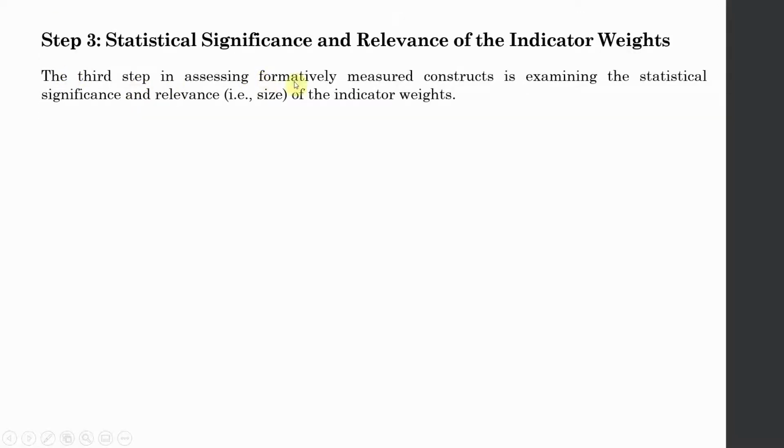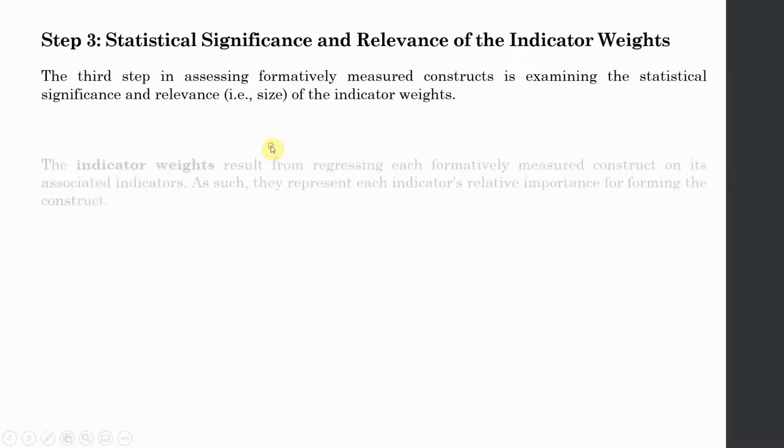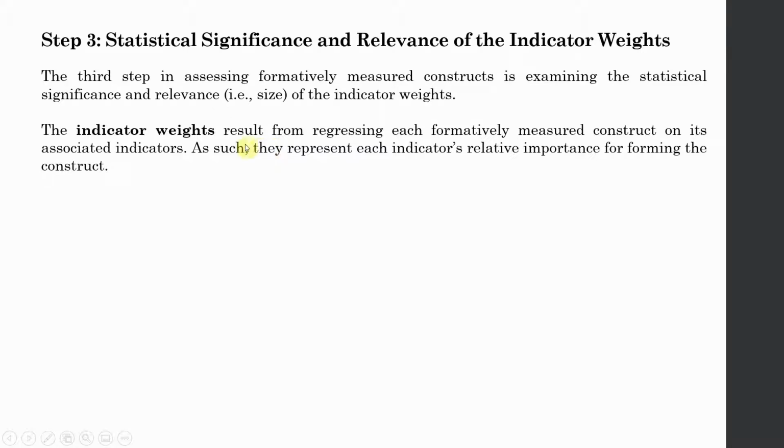The third step in assessing formatively measured construct is examining the statistical significance and relevance, that is size of the indicator weights. So by relevance we mean size, and then statistical significance is assessed using t-value or bias corrected confidence interval. The indicator weights result from regressing each of the formatively measured construct on its associated indicator, because the arrow is flowing from the indicators to the construct. As such, they represent each indicator's relative importance for forming the construct, because those indicators are actually forming the construct. That is why it's called formative model.